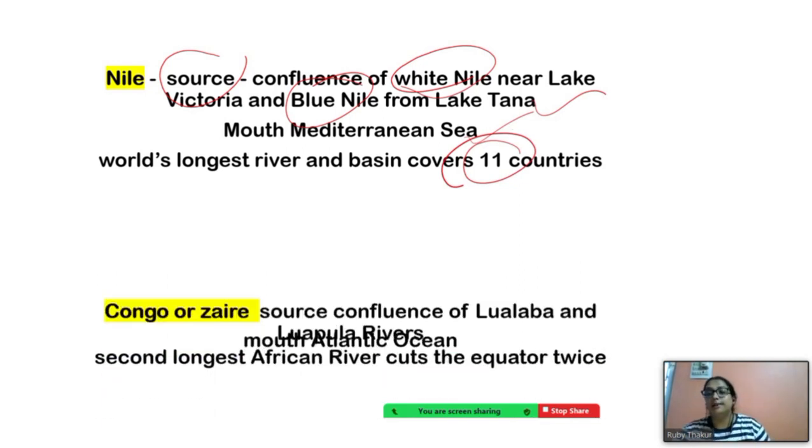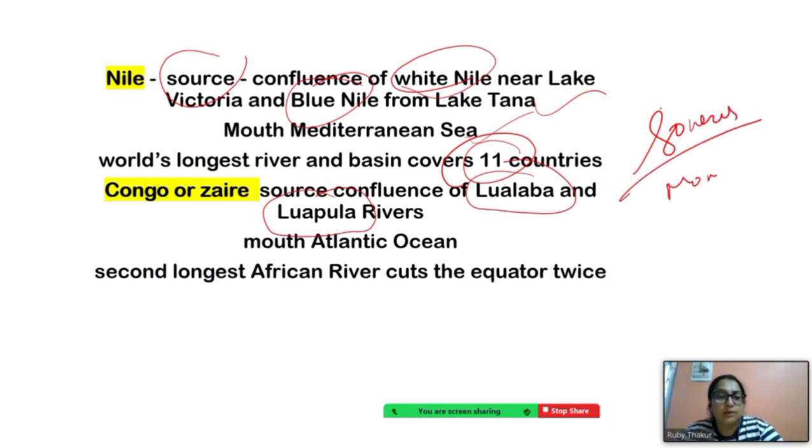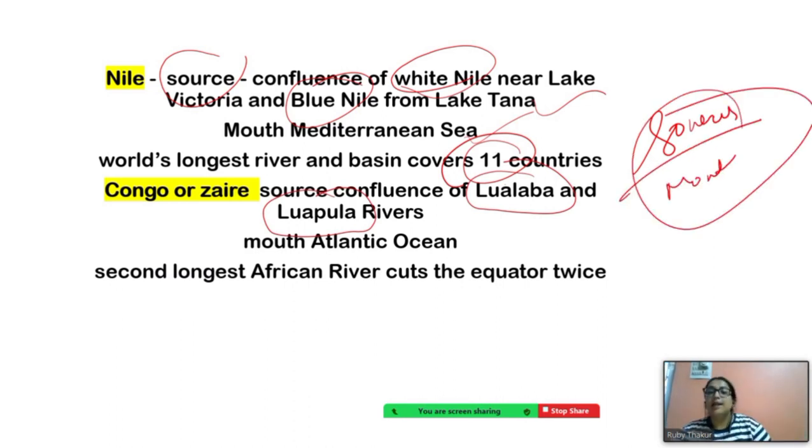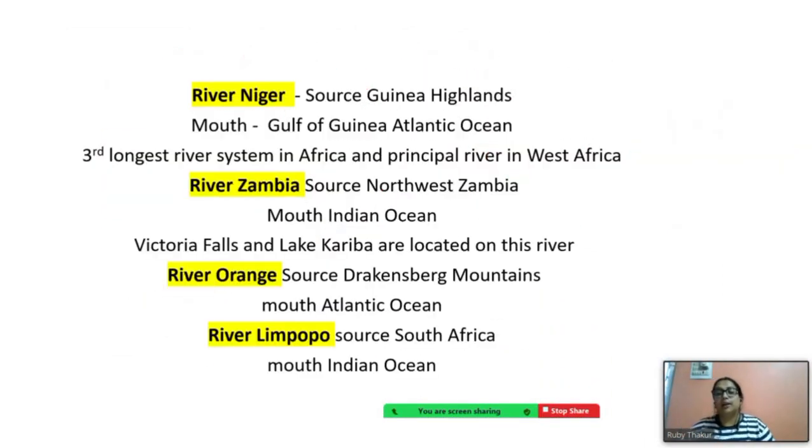Congo and Zaire river. What is its source? The confluence of the Lualaba and Luapula rivers. Now you have to take care of all these sources plus mouth. These are the 2 important points. It is the second longest African river, and this is the particular river which cuts the equator twice. See, this is the Congo river. Once it will cut here, and the same river will cut again at this point. So this is the particular river which cuts our equator twice.